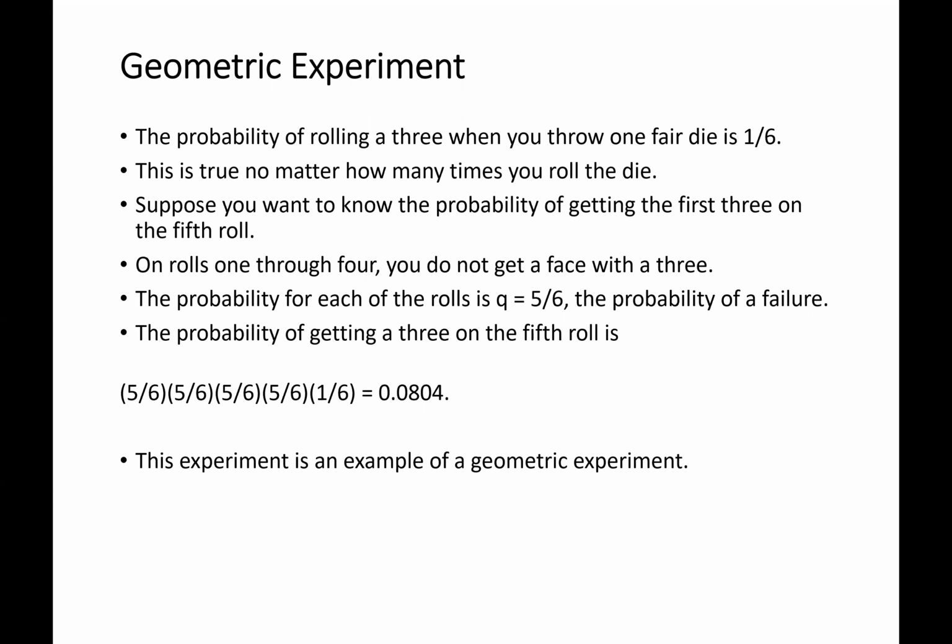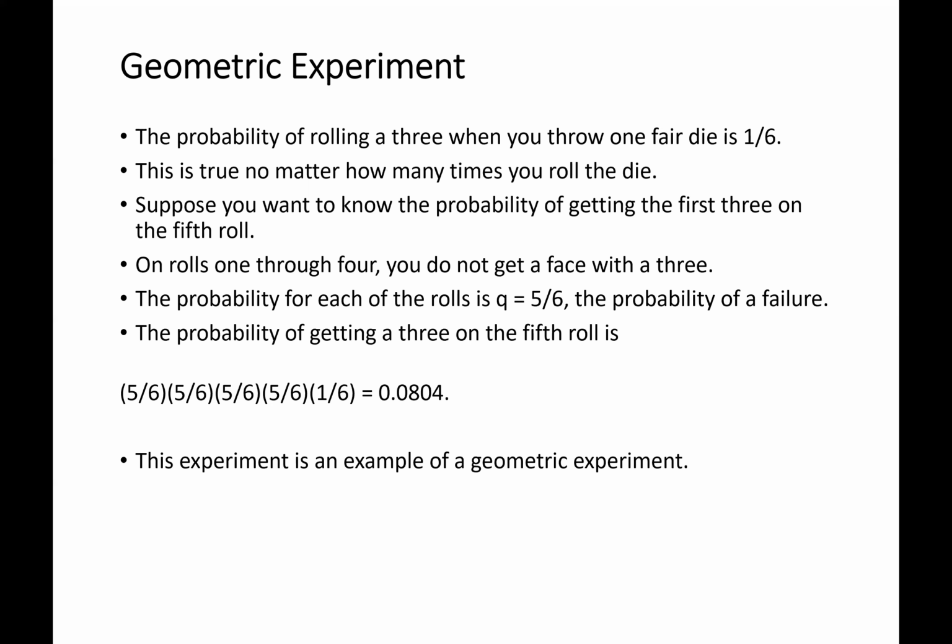So, for example, the probability of rolling a 3 when you throw one fair die is 1/6. A die has 6 sides. Each side has a number 1 through 6. If you roll one die, the probability of getting a 3 would be, well, how many outcomes are a 3? There is only one outcome that's a 3, out of 6 different possible outcomes. So the probability of rolling a 3 on a single roll of the die is 1/6. This is true no matter how many times you roll a die. Every time you roll it, the probability of getting a 3 is 1/6.